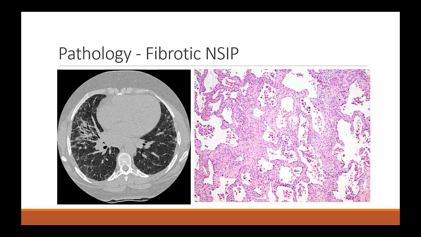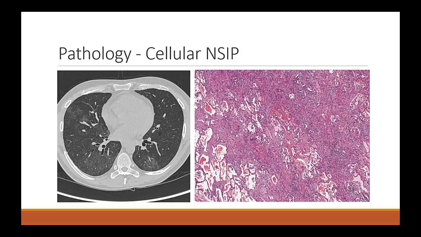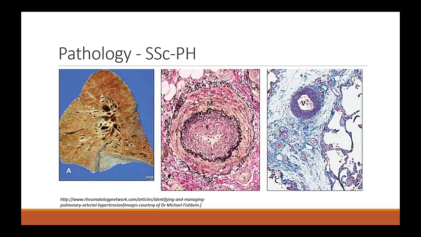Alright. This is a little bit of pathology that you see here. This is the fibrotic type of NSIP, and you see the thickening of the alveoli, a lot of the fibrosis there, and this is what you would expect to see on the CAT scan. And this is the more cellular type. It's less magnified, but if you were to magnify it more, you'd see a lot more cellularity. And again, you'd see this more with the ground glass changes on CAT scan.